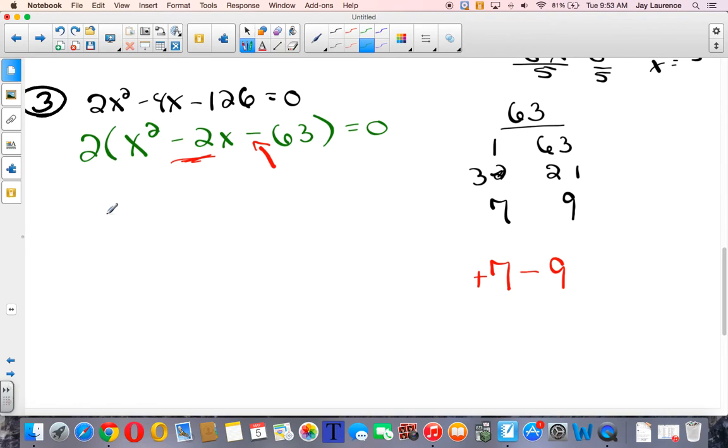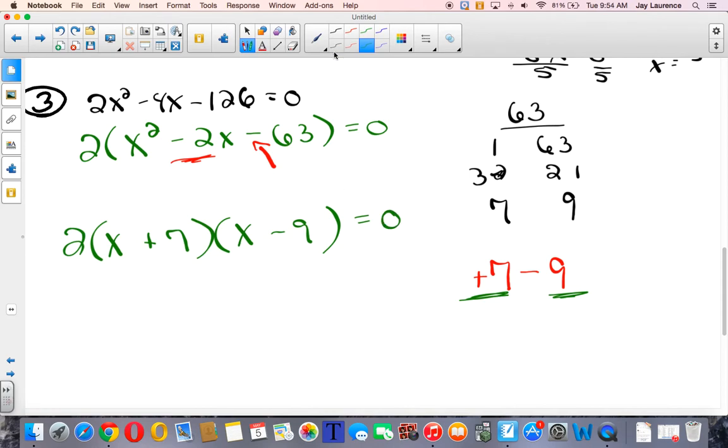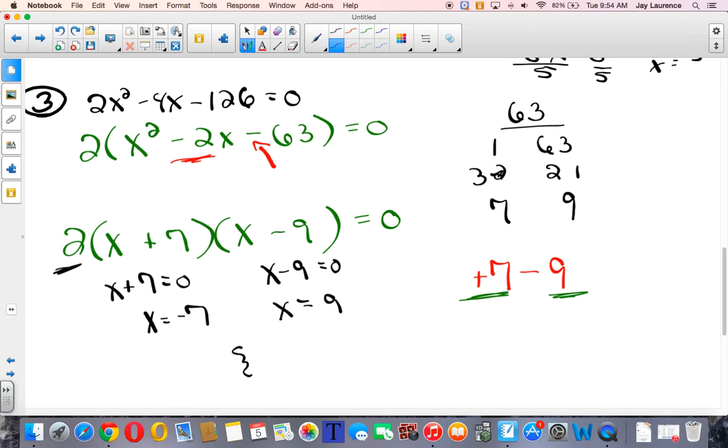Now, once you know that, this factors really simply. You're going to have 2 quantities. The x is going to break down like that, and then you need a positive 7 and a negative 9. Positive 7, negative 9, that will equal 0. Now, in this one, I only have to solve 2 quantities because only 2 of my quantities have variables. I don't need to solve this one because 2 can never equal 0. So I'll do x plus 7 equals 0, and x minus 9 equals 0. And when I solve, I'll get negative 7 and positive 9. And so my solution set would be negative 7, 9.